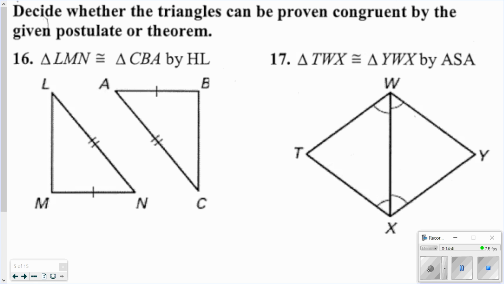Decide whether the triangle can be proven congruent by the given postulate or theorem. All right, so looking at number 16, I want to prove that these two triangles are congruent by the hypotenuse leg theorem. Can I do this? Well, the answer is no.